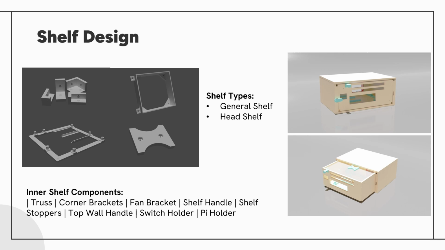Due to the tolerance margin of the laser cutter available, three types of brackets were designed to ensure that a shelf holds itself securely. The truss holds the motherboard whilst elevating it to allow for thorough air circulation and storage of up to 2 SD cards. Instead of the motherboard truss, the head shelf contains a case for the Raspberry Pi and a switch to secure their positions. Lastly, all shelves contain a removable shelf handle for easy opening and closing, shelf stoppers to securely close the shelves during transport, and a top wall handle.